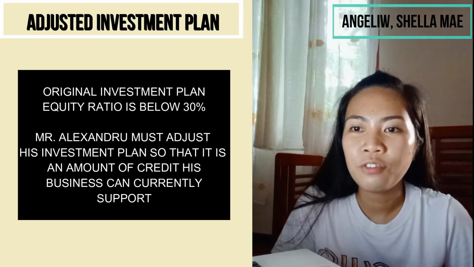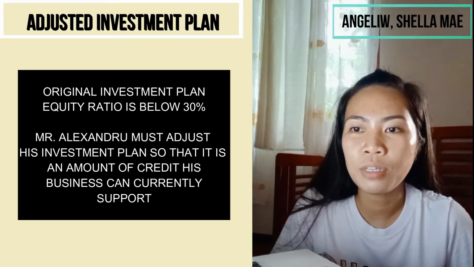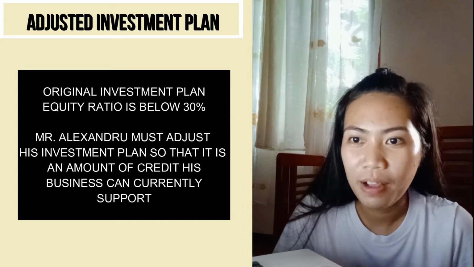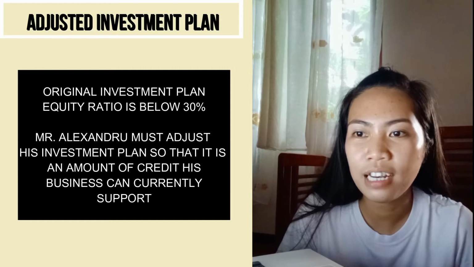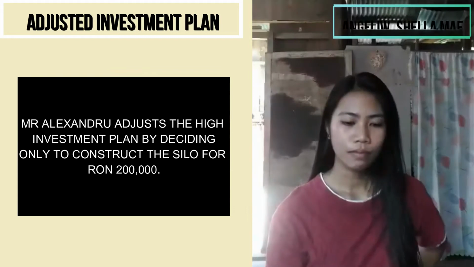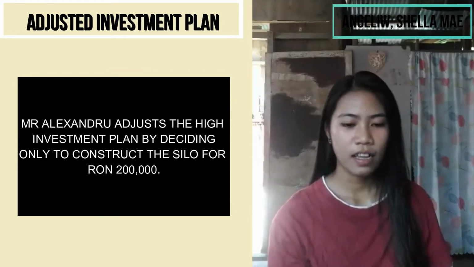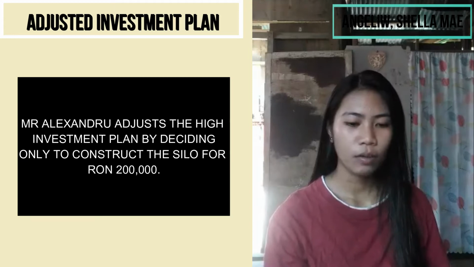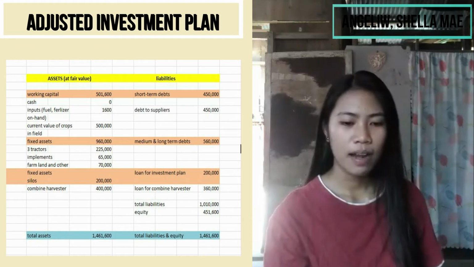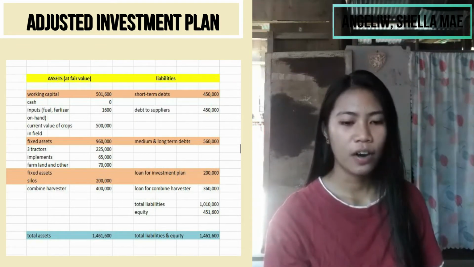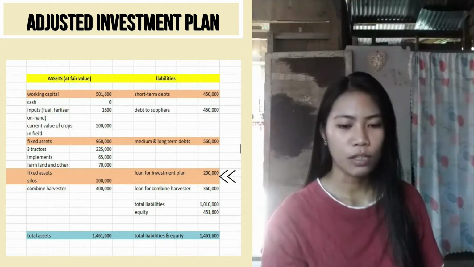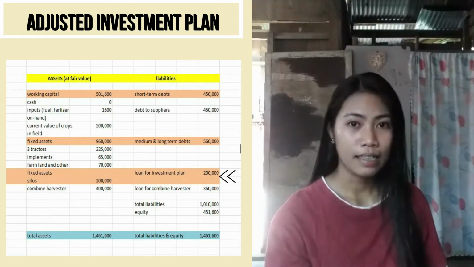Since the original investment plan put the expected equity ratio below 30%, Mr. Alexandro must adjust his investment plan so there is an amount of credit his business can currently support. Mr. Alexandro adjusts the high investment plan by deciding only to construct the silo for RON 200,000. To adjust his balance sheet, Mr. Alexandro adds RON 200,000 to his fixed assets and RON 200,000 to his medium and long-term liabilities.